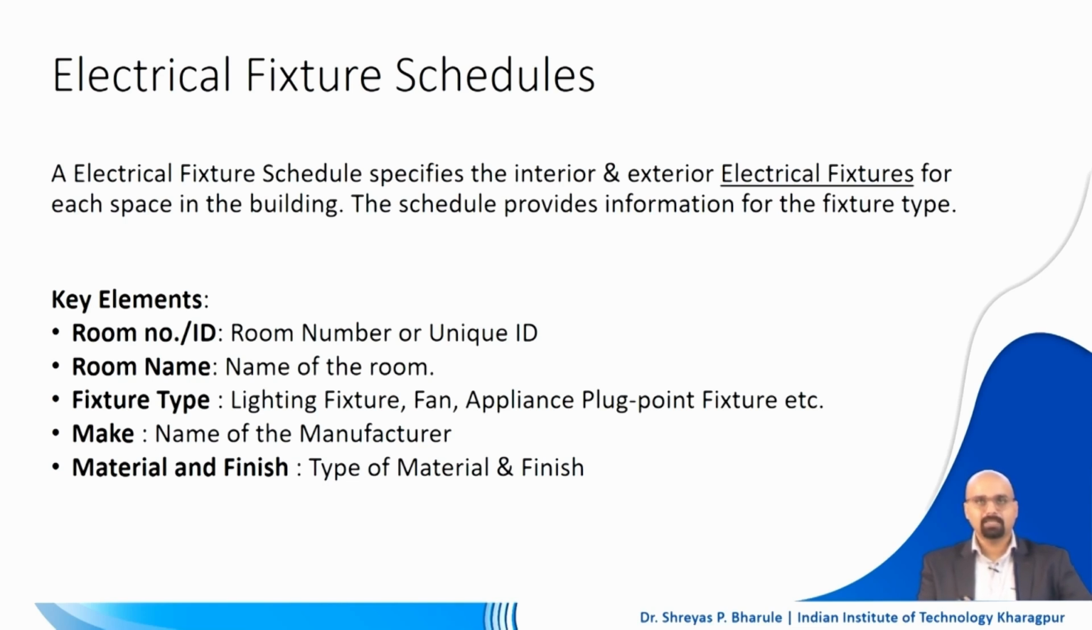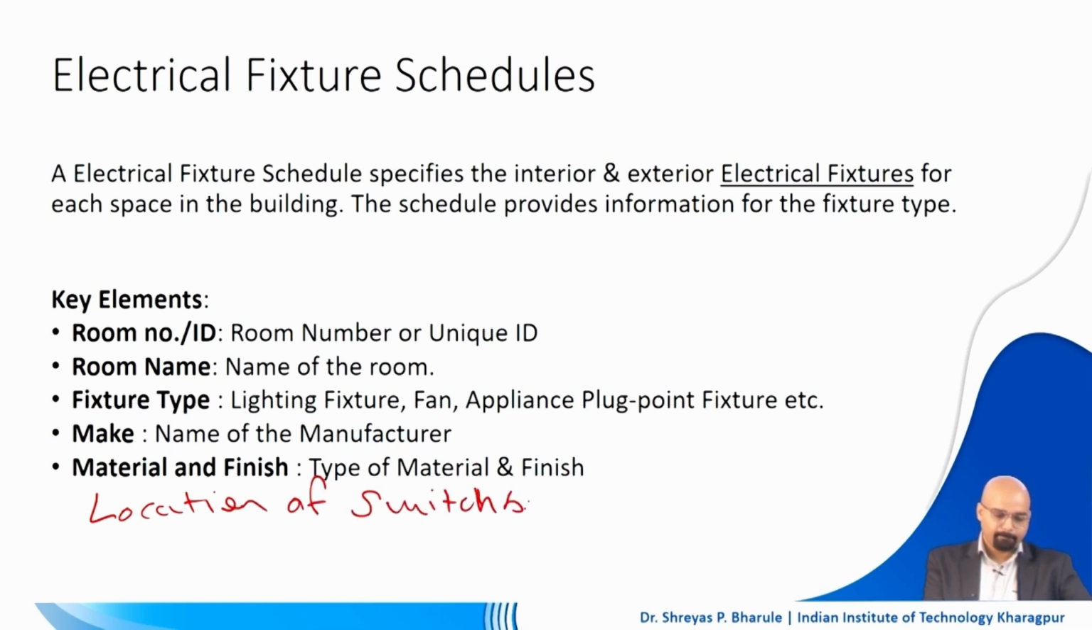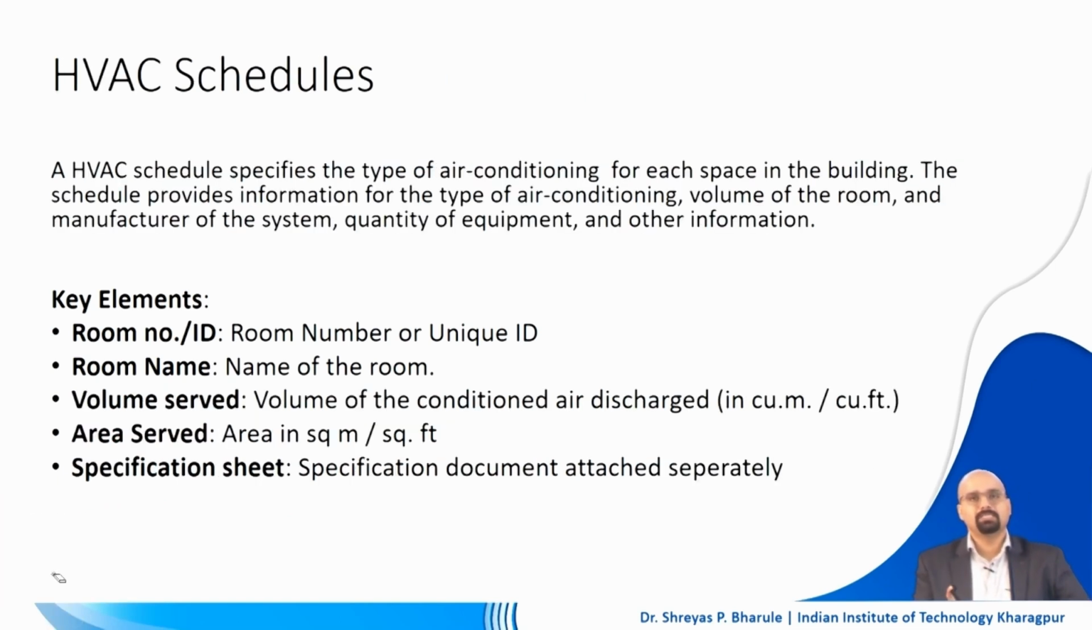Another thing which is I think missing from the slide is your location of the switchboard also needs to be there, right. So location of switchboards also needs to be there, right. So that is something which is to be mentioned here, right. Then make and finish, same as previous, and the material and finish, that is to be mentioned, right. Next is HVAC schedule.